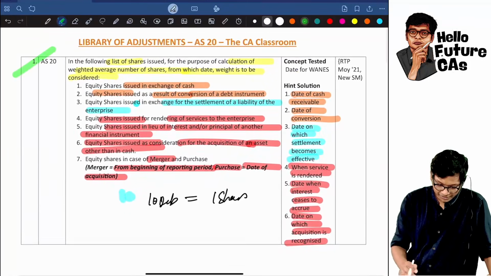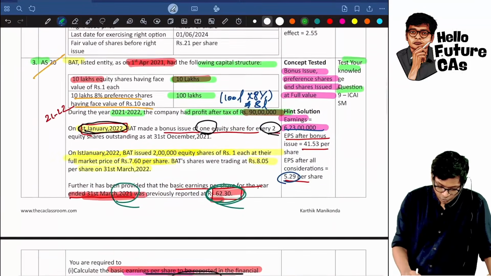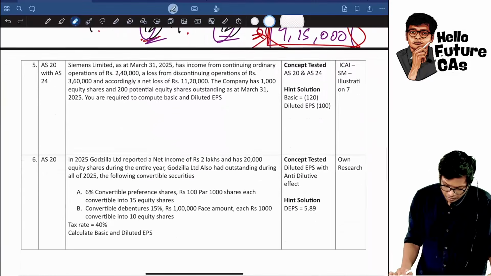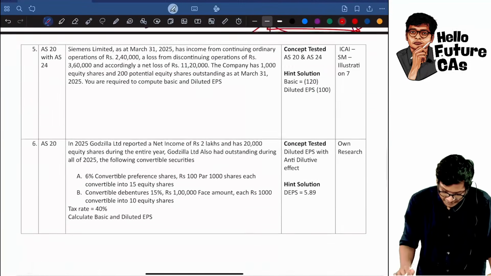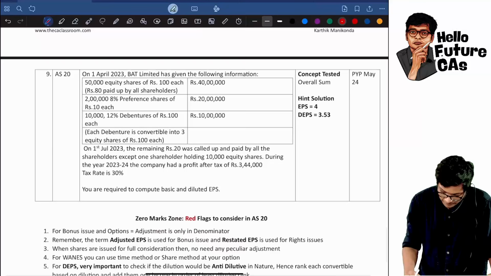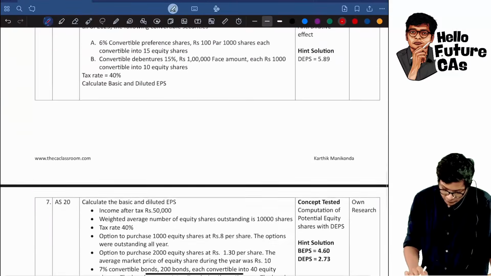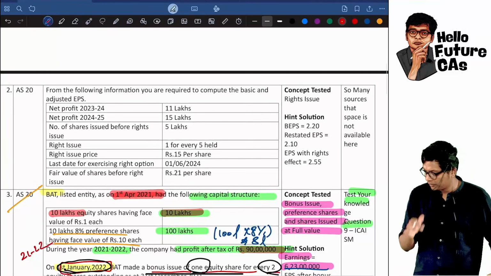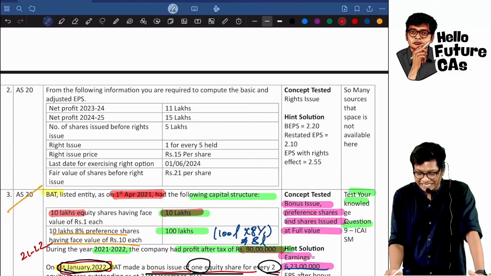So question 1 is done. Question 2 we will do now. 3 is done, 4 is done. Questions 5, 6, 7, 8, 9 are a different set of questions. The last question in basic EPS, guys, is nothing but rights issue.